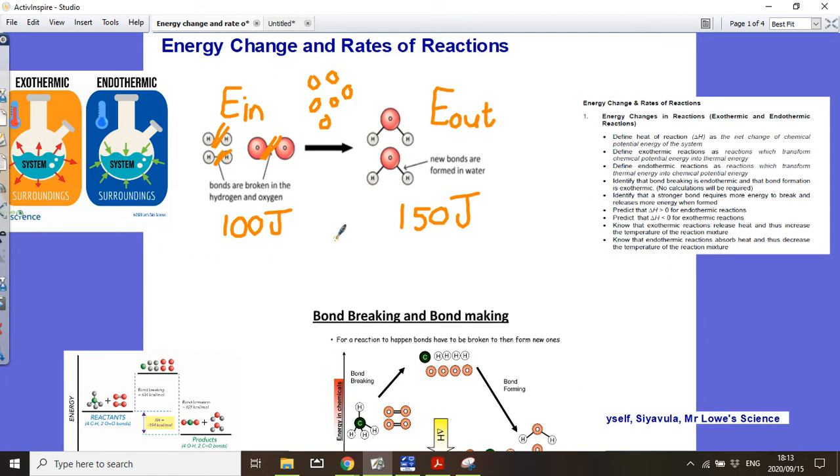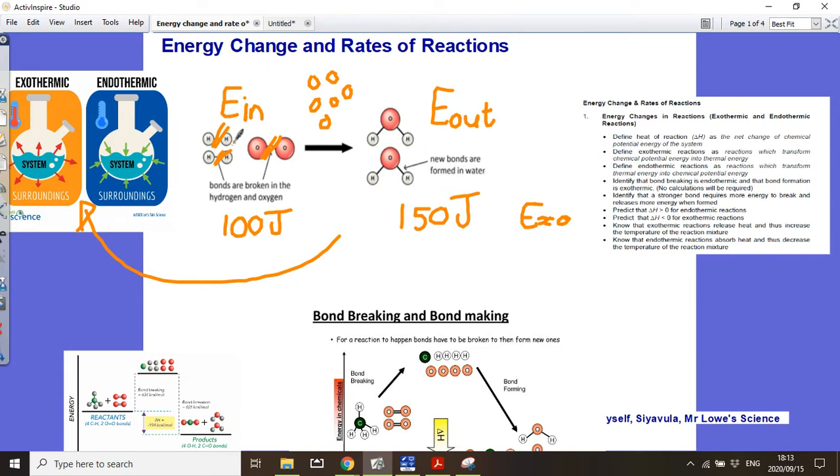So when you touch this container, you're going to feel that it has more energy than it had before. So you're going to feel that it's hot. So this is going to be an exothermic reaction.